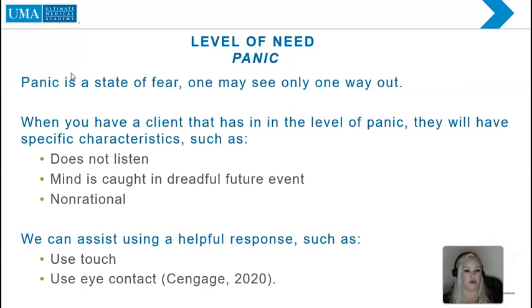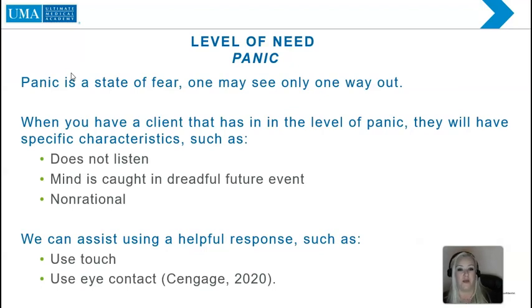We're going to do some test your knowledge here in just a few minutes, and we're going to see something about panic. So they may see only one way out. It's kind of like they're in a box and the only way out is to push up. It could be very difficult to talk them out of anything else other than this is my only way out.